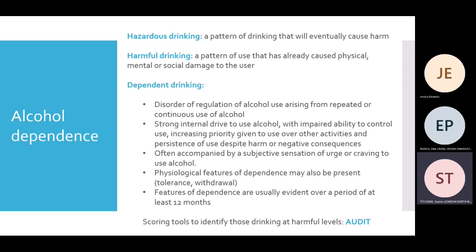Generally when we're thinking about giving a diagnosis of dependent drinking, we're thinking about some of these features being evident over a period of at least 12 months. However, if you've got somebody who is using alcohol daily or almost daily, then having that sort of pattern of behaviour present for 3 months means that we can think about giving a diagnosis of dependent drinking.